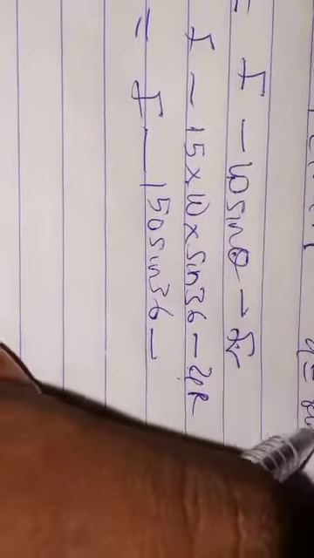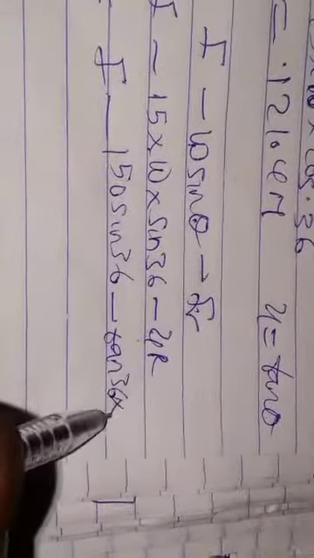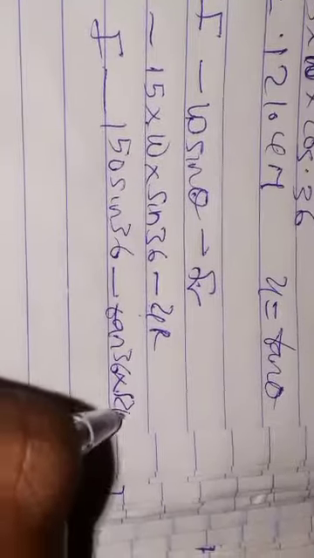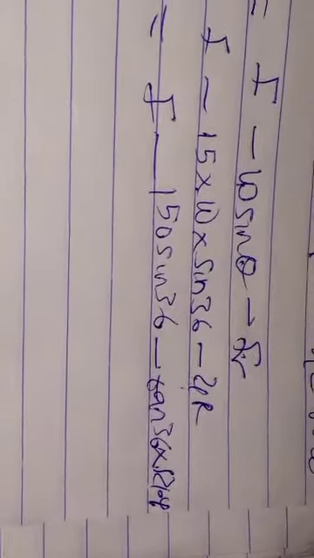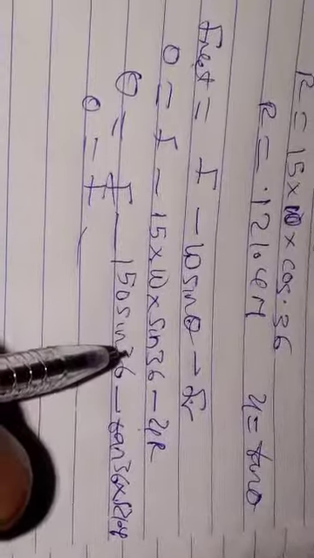Now you may be wondering, we aren't given our mu, but you can get it. Mu is tan theta. So mu is tan 36 times, what's our R? 121.4. Please don't take it to be complex. If you are finding it complex at any point, just go back to the video, play back and watch it again. 0 is equal to F minus 150 sin 36.